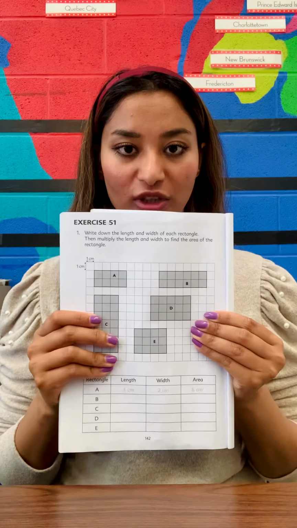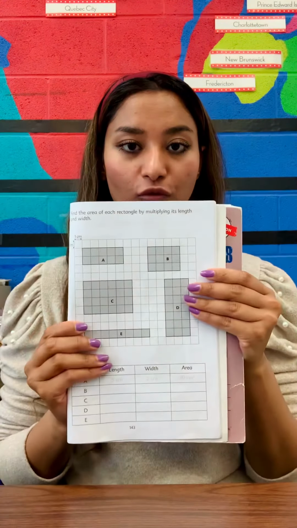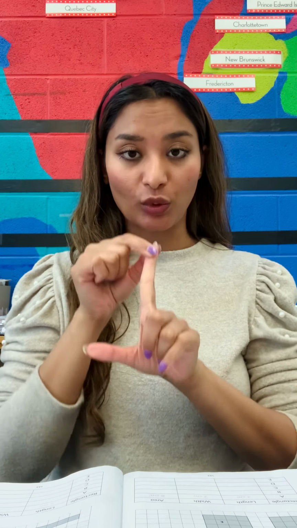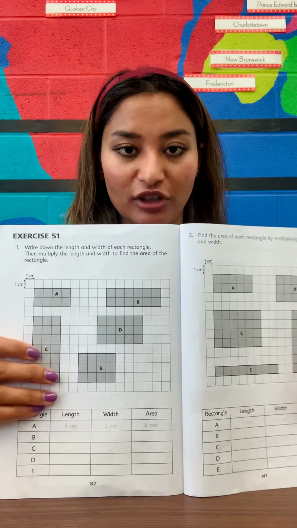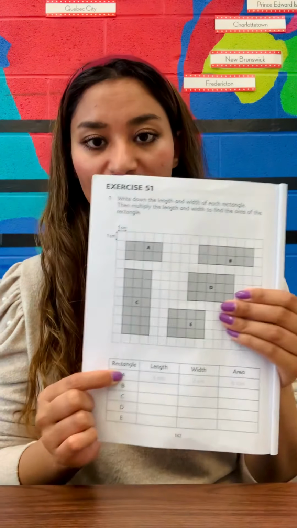Today we are looking at exercise 51 in your workbooks. It's 2 pages, pages 142 and 143. In this exercise, both of these pages look at 3 things. We need to find the length, the width, and area of these figures, right? So let's get started. Let's start with the example they've given us.